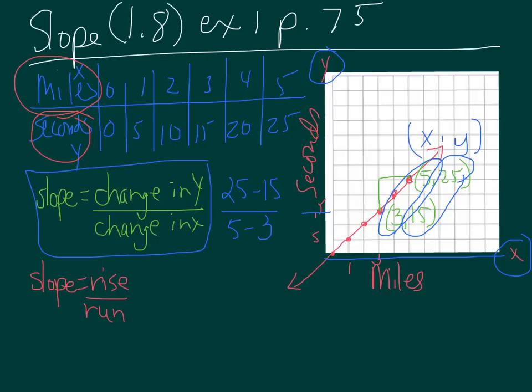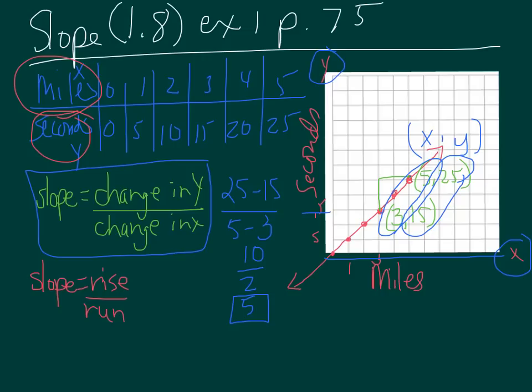Okay, and then you just simplify that and you get 10 over 2. And that simplifies to 5 over 1, or 5. And so the slope is 5, so that means how steep it is. You can also do it another way.